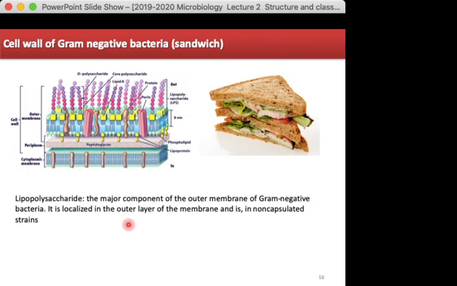Right, so this is the gram negatives. It looks like a sandwich. In the middle, yummy, it's a cheese. So the peptidoglycan layer is the cheese. This is covered by the outer and inner membrane: the cytoplasm, the plasma membrane, and the outer membrane.